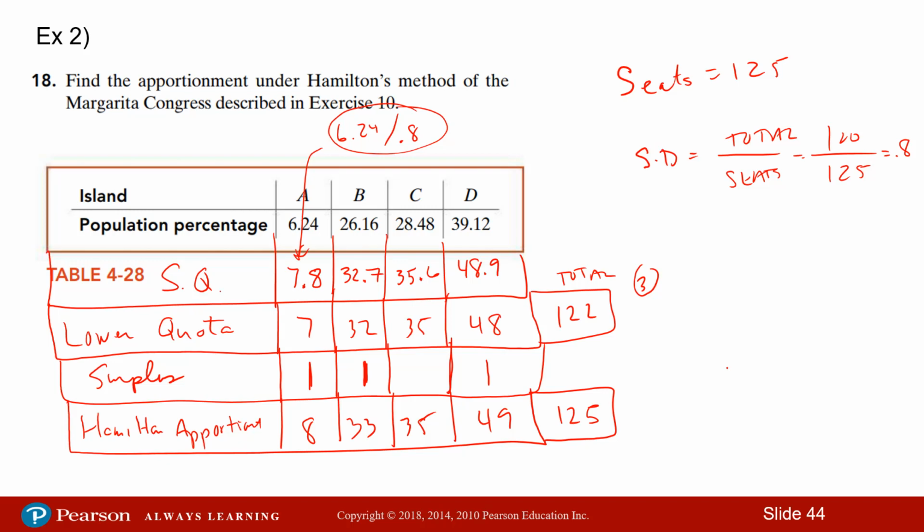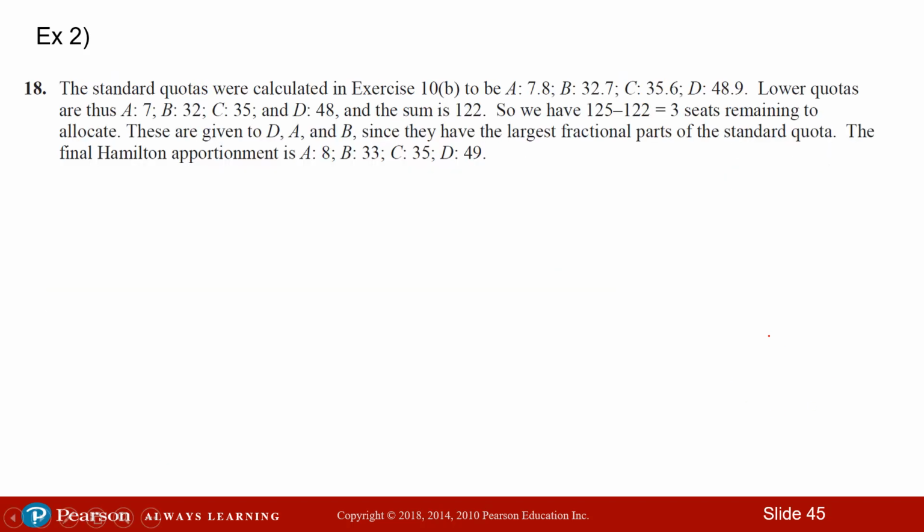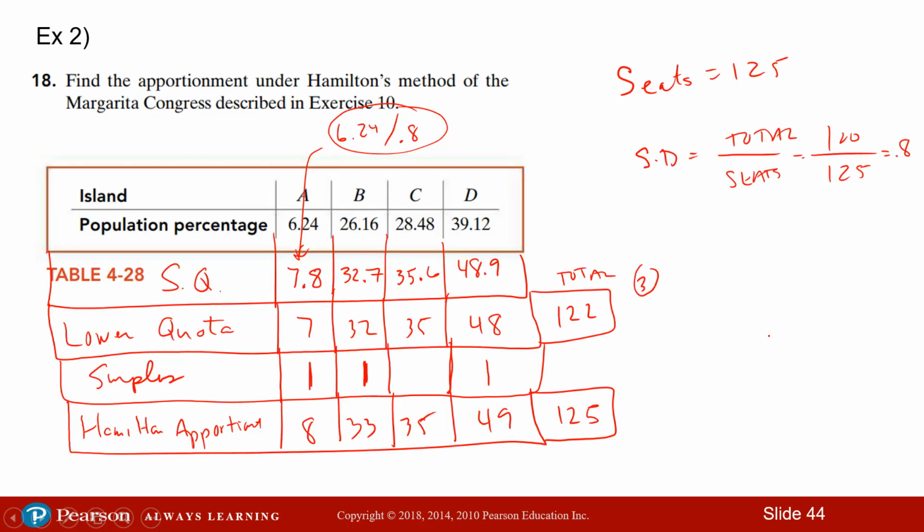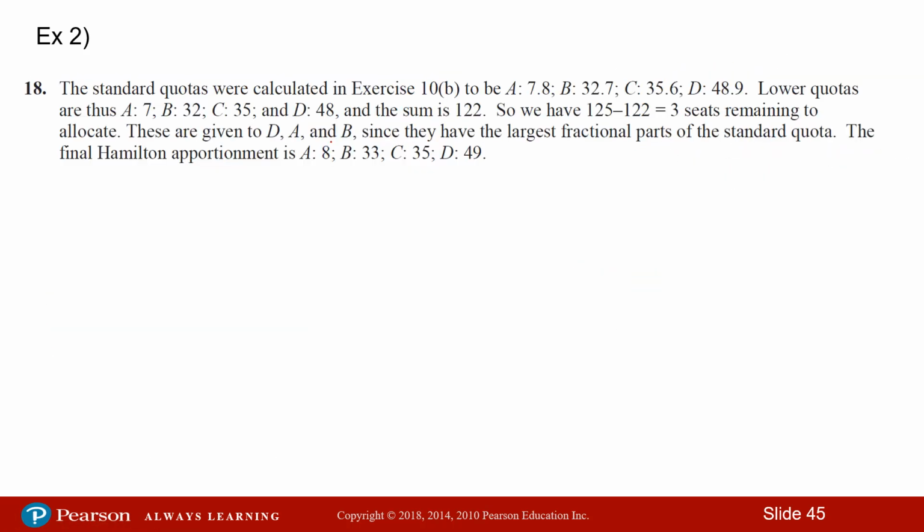Okay, so the next president comes along. And he says, hey, hold on. Oh, let's see if we got it right. We got it right here. This is, I got A's 8. Check your B's 33.